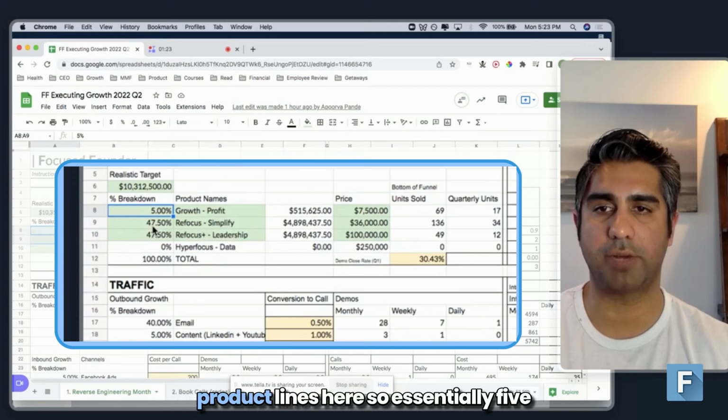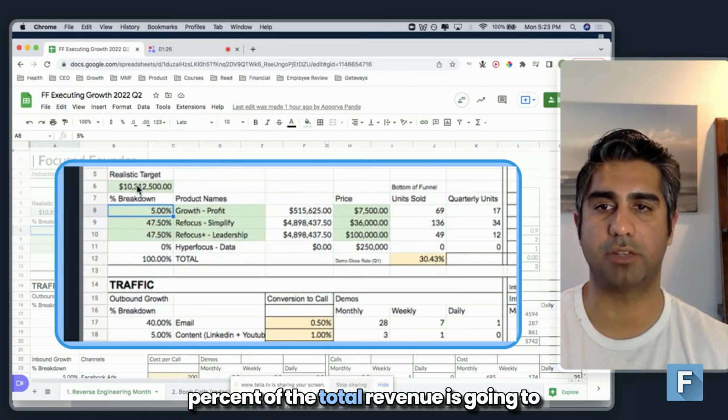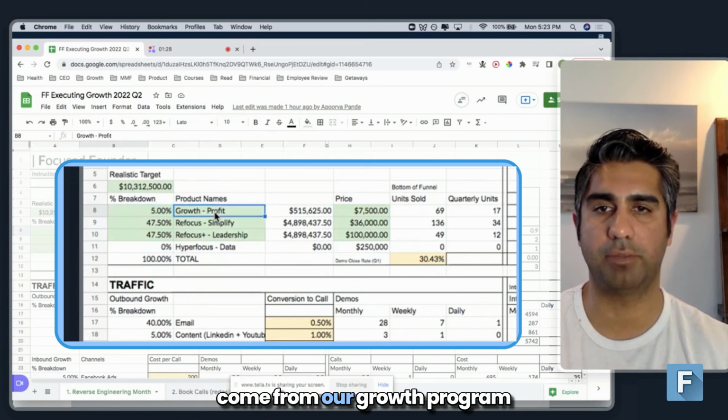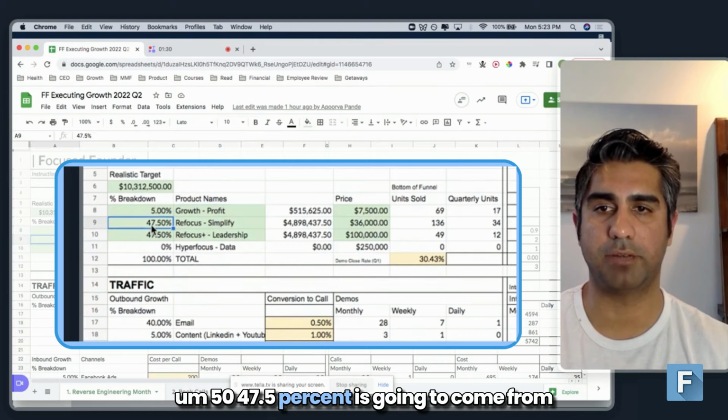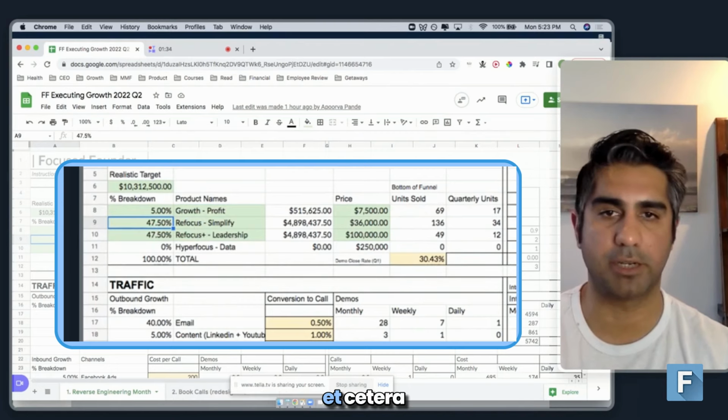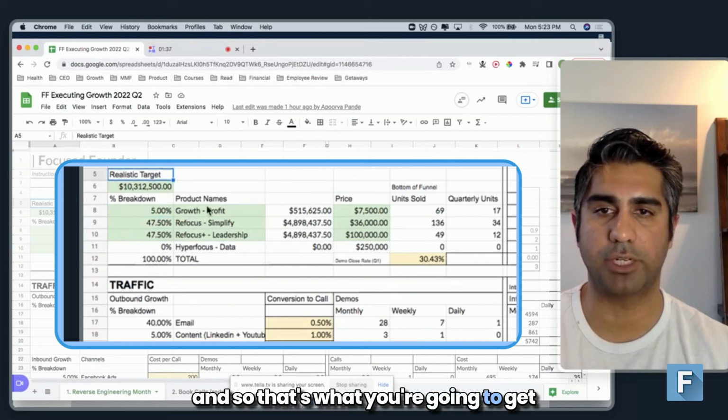And you can do the breakdown of the product lines here. So essentially 5% of the total revenue is going to come from our growth program. 47.5% is going to come from our Refocus program, et cetera, et cetera. And so that's what you're going to get here.